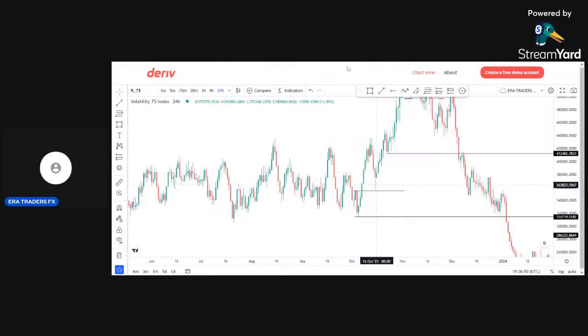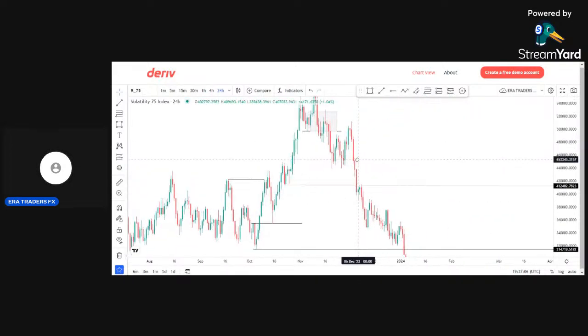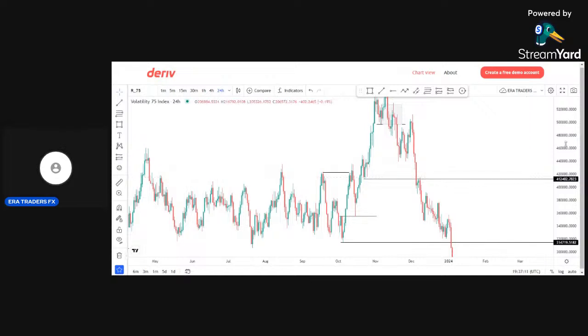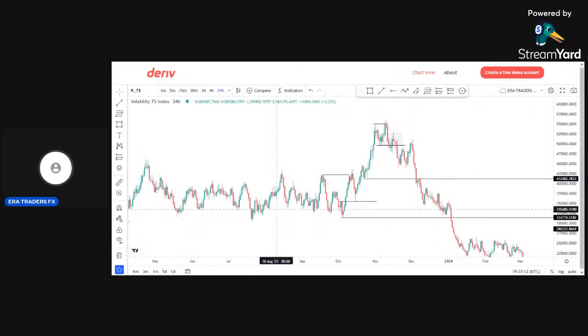So after this break of structure to the upside, where was the last sell candle before this push? Was it this candle, and price traded into that candle and pushed up. Can you see that? So order blocks, mitigation blocks, order blocks are very powerful. You can also trade them in the 1 hour time frame.